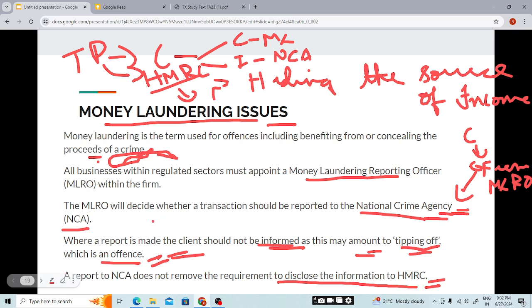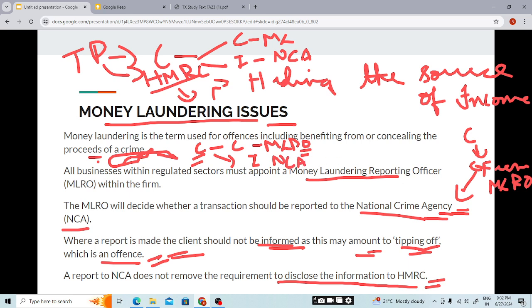Money laundering: if a person is hiding the source of income, then they will be under money laundering. If our client is involved in money laundering, then if it is a company, we need to report to the money laundering reporting officer of the client. Every company needs to have a money laundering reporting officer. If it is an individual, we need to report to the National Crime Agency.